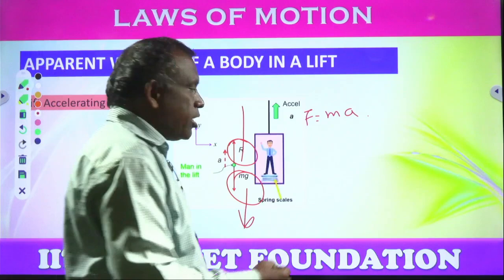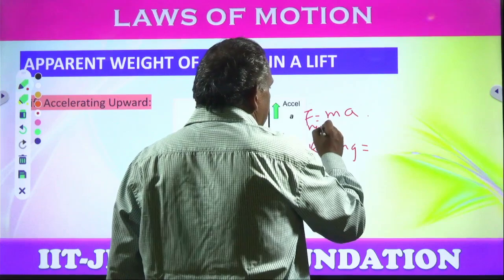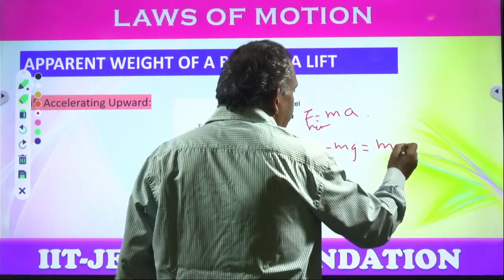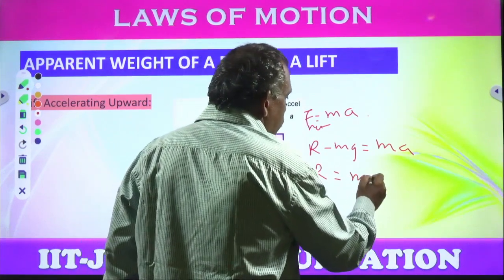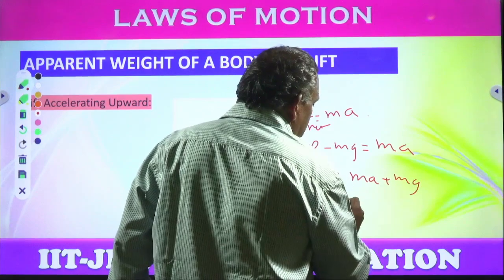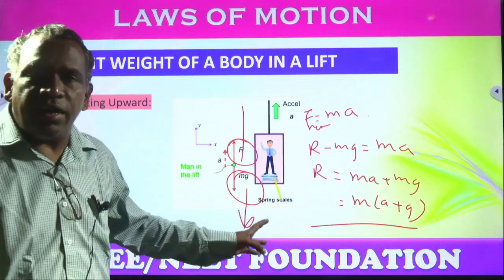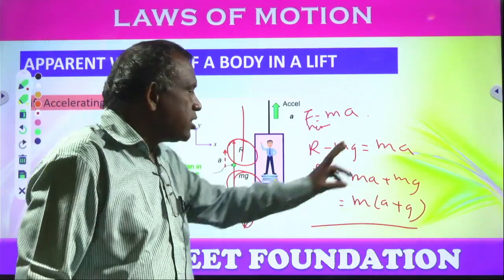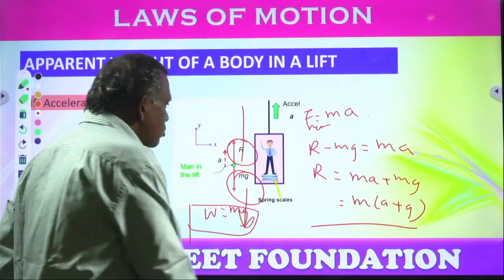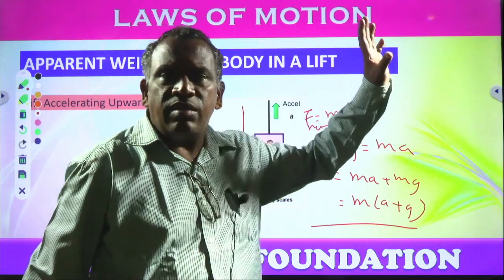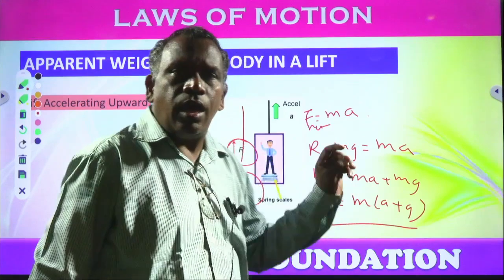So according to this formula, R minus mg is equal to the net force. The net force is nothing but ma. Then R, the reaction force, is equal to ma plus mg, so m into (a plus g). You can understand here that the apparent weight is greater than the actual weight, where actual weight is mg, if the lift is moving with an acceleration a upwards.